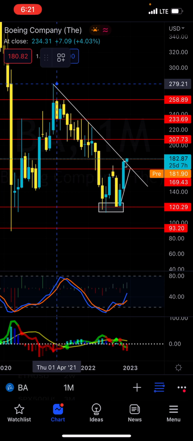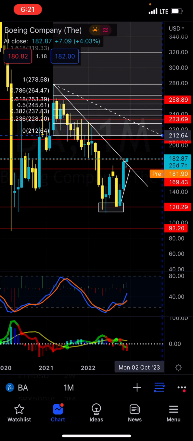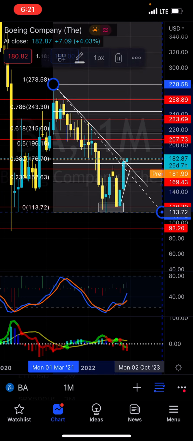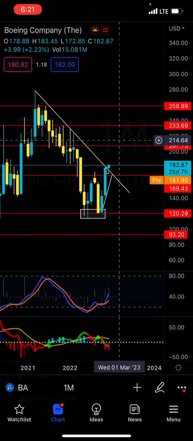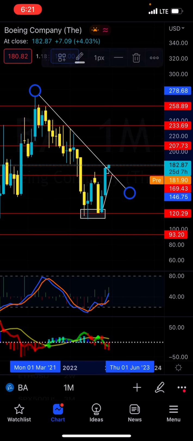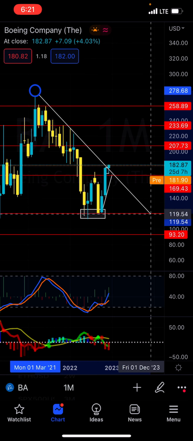I wonder how far up it can go. I think max, it can probably go to 215 or so. Max, that's what I think. So you can probably see a continuous push up to 215 maybe in the next couple of months and then come right back down. So as of right now, super bullish on BA.